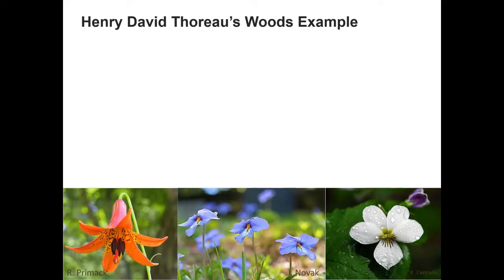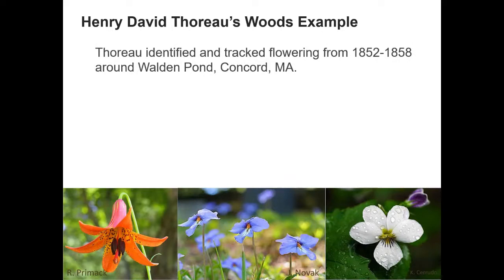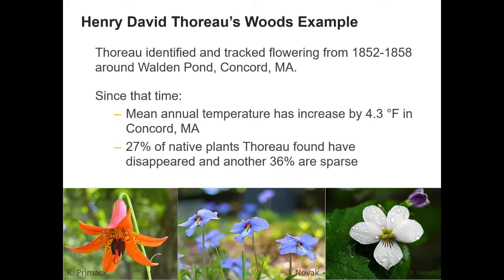Another example of how plants are responding to a warmer spring is in Henry David Thoreau's woods example, where he tracked plants in the 1800s around Walden Pond, and then researchers came back and looked at that same region and what flowers were there and how they were responding. They found that 27% of the native plants had disappeared and another 36% were sparse. And over the same time frame, the region had warmed quite a bit. So some plants may not be able to adapt to the warmer spring, and they've also found that what's moving in there is invasives, which are much better at being able to adapt to a warming spring.